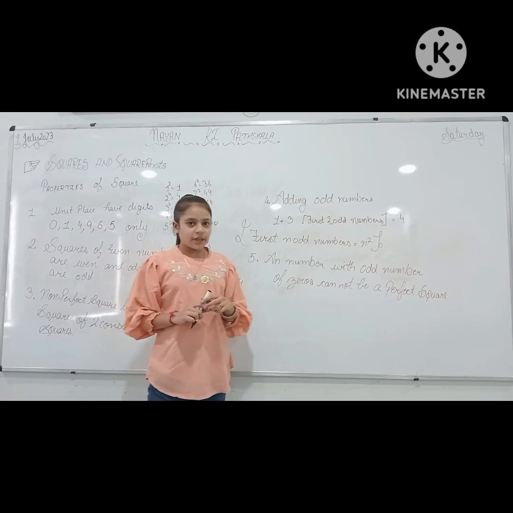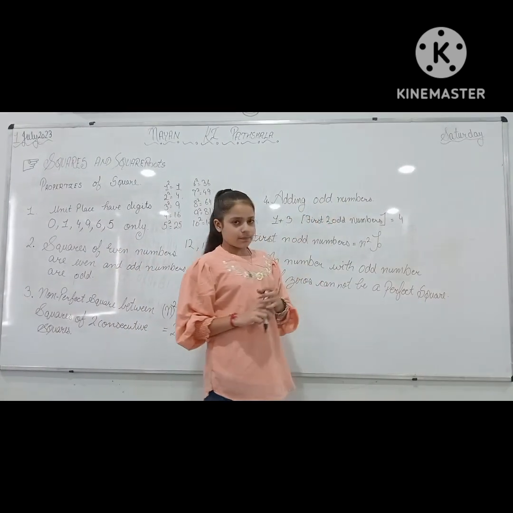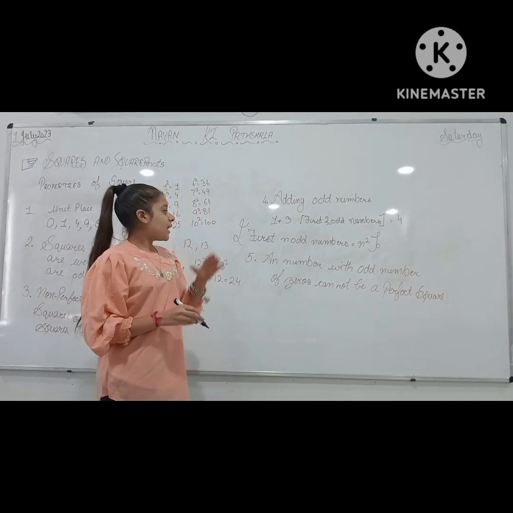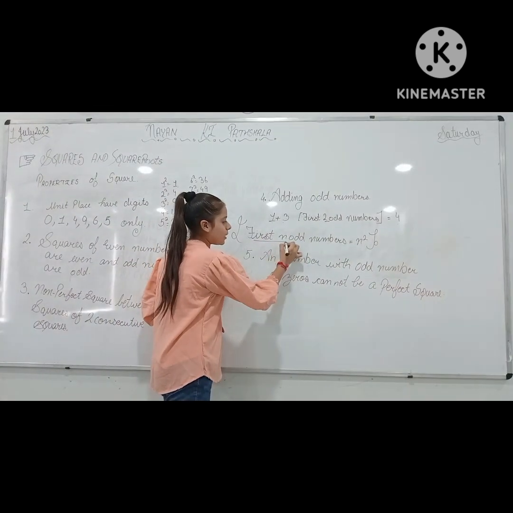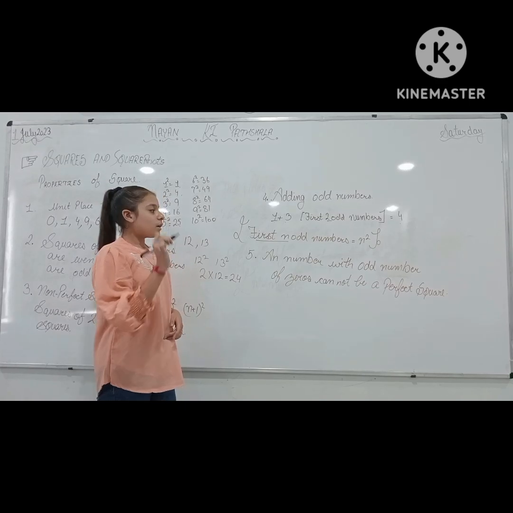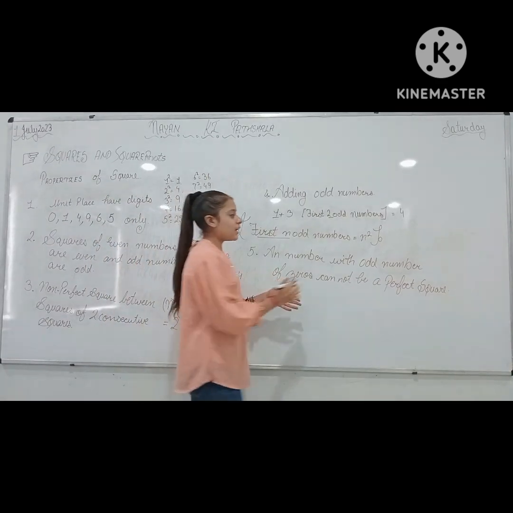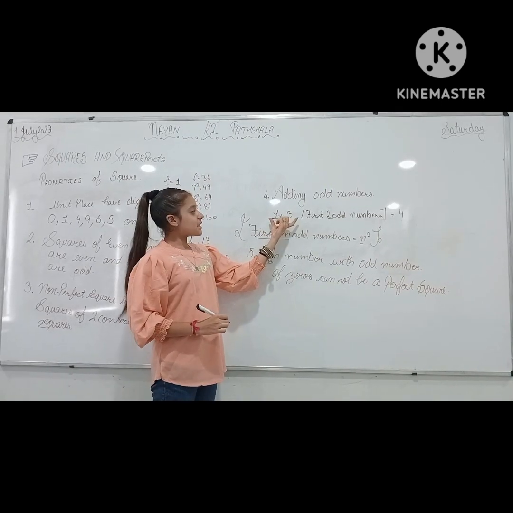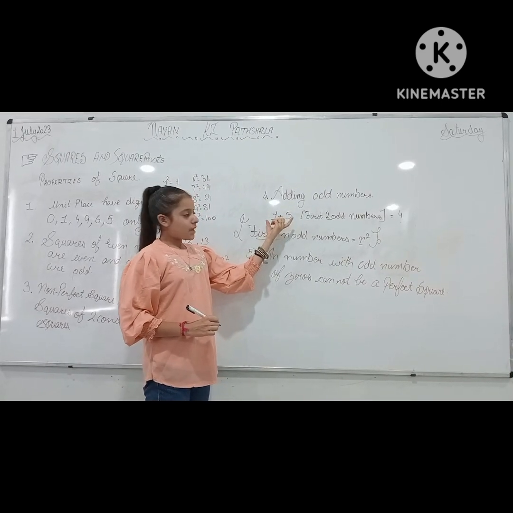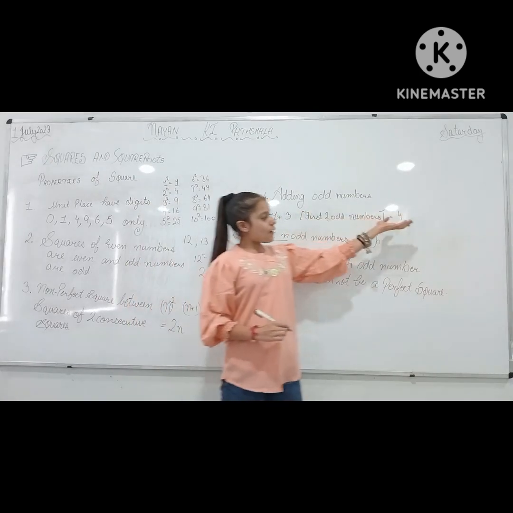Coming to the next property, that is adding odd numbers. What does it say? It means that when we add the first n odd numbers, the sum is n square. If I say 1 and 3, these are the first two odd numbers and the sum of them is 4.